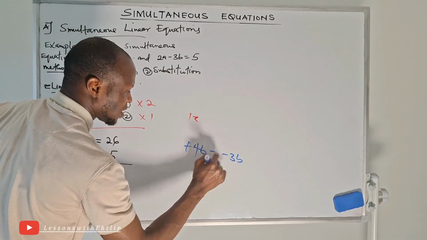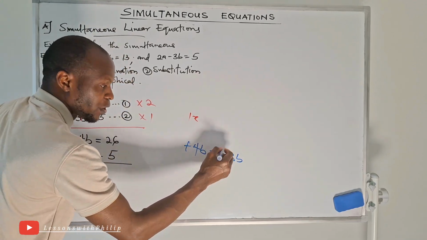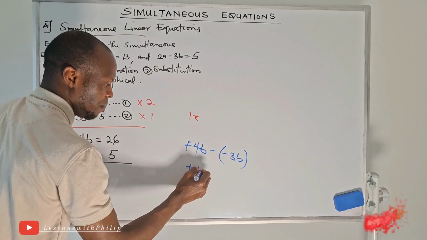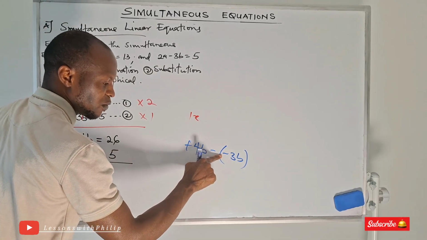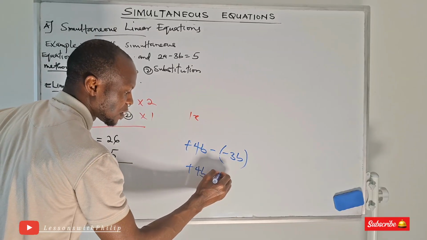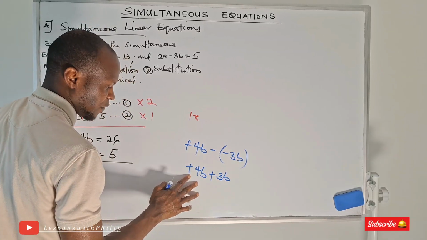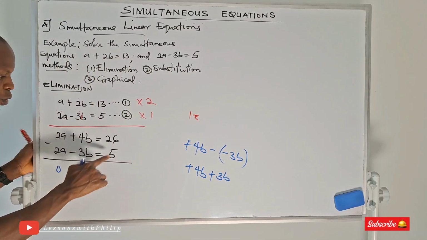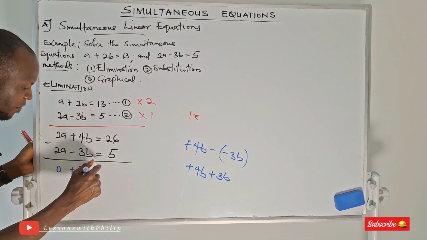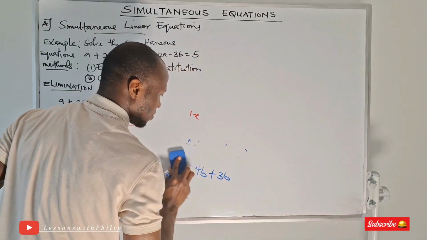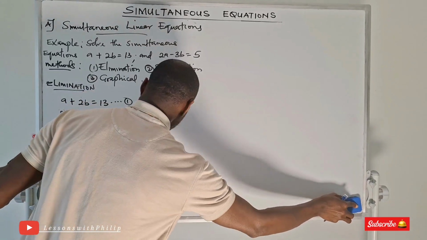Minus 3b. I've said two signs should not follow each other. That's why I put this in bracket. So I have plus 4b minus times, I've said when we have bracket, it means multiplication. Minus times minus will give us plus 3b. So plus 4b plus 3b will give us plus 7b. So 26 minus 5 will give us 21. Do you get it? Okay, now we can proceed.